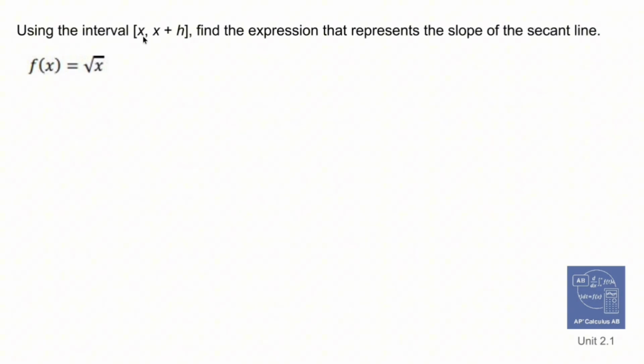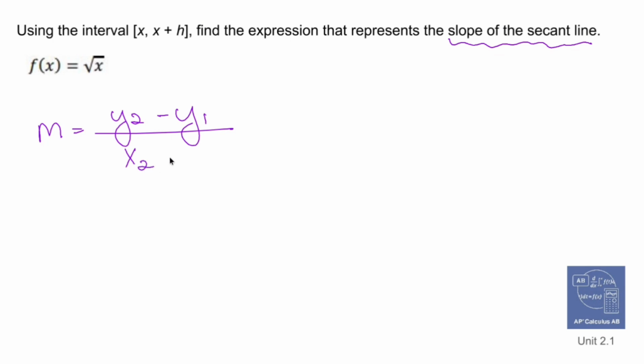Using the interval x and x plus h, find the expression that represents the slope of the secant line. All right, so the slope of the secant line is just fancy talk for slope. So let's use the slope formula. The slope formula is m equals y sub 2 minus y sub 1 over x sub 2 minus x sub 1. Now in pre-calculus, and AP pre-calculus, you might view this differently, and this is how I'm going to view it. F of b minus f of a over b minus a. So yeah, I am treating this like the average rate of change.